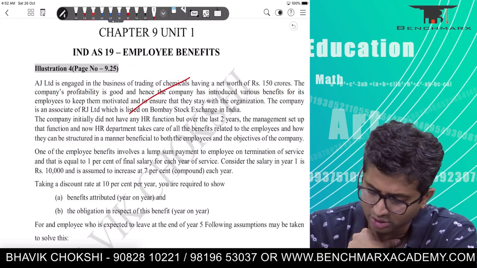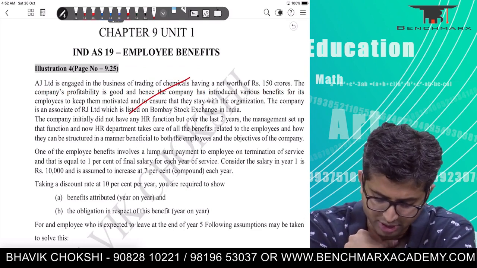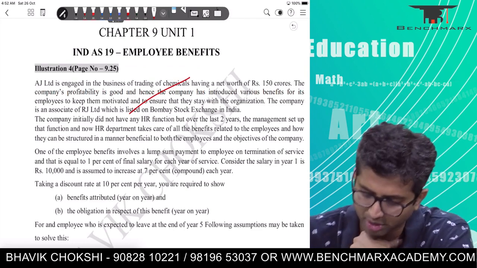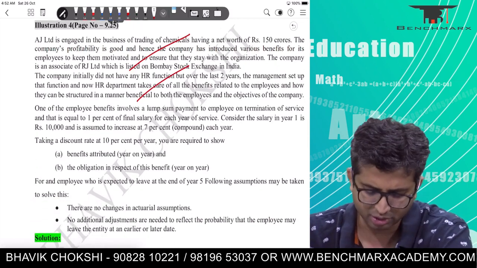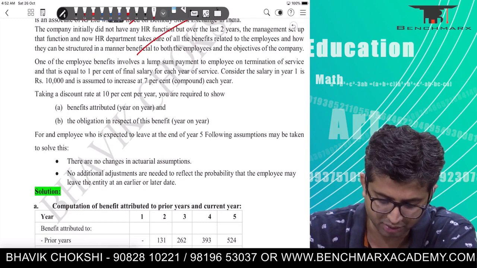The company initially did not have any HR function. Over the last 2 years, the management set up the function, and now the HR department takes care of all the benefits. Again, there's nothing relevant, just an introductory paragraph. Now comes the relevant part of the question.